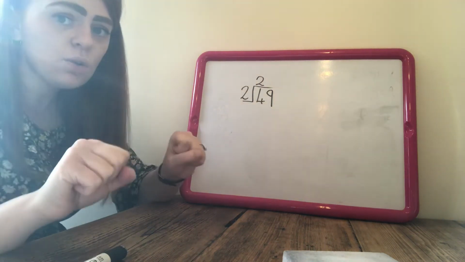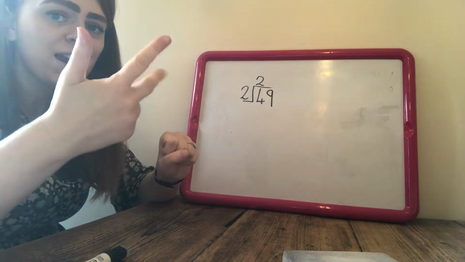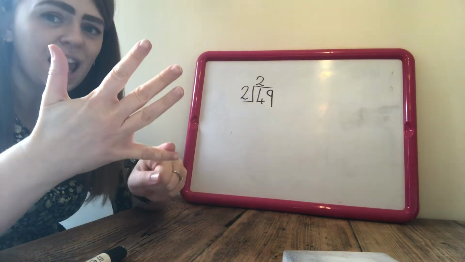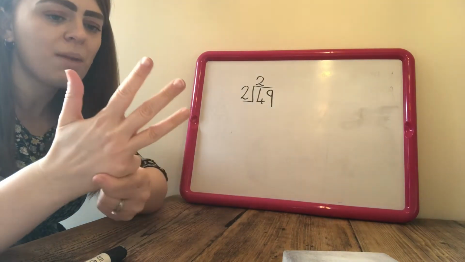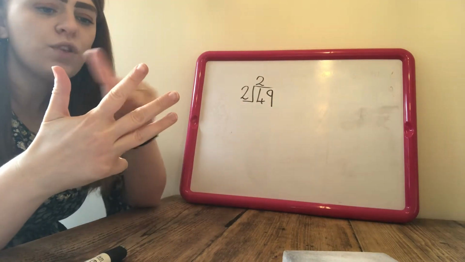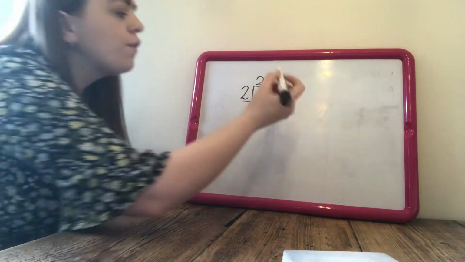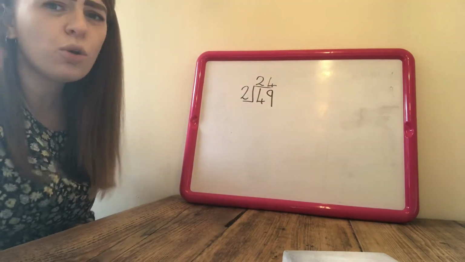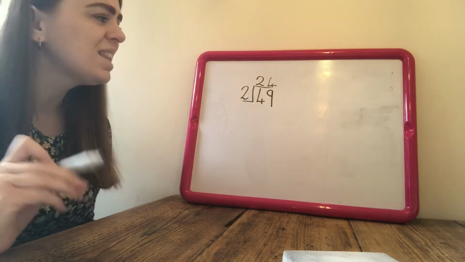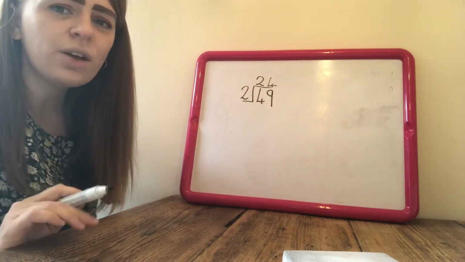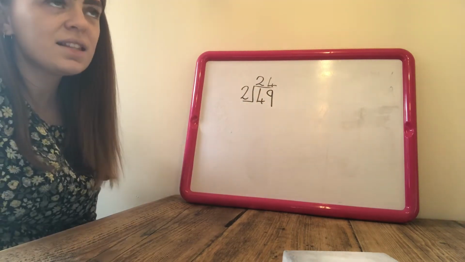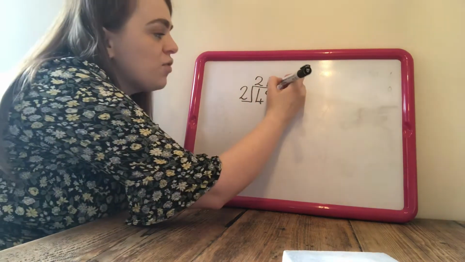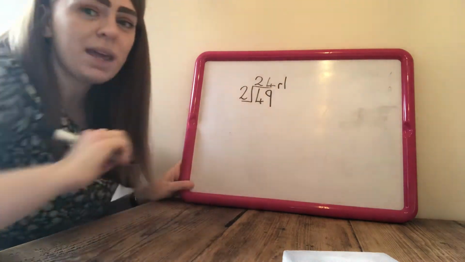So I'll start at 0, 2, 4, 6, 8. If I went any further to 10, I would go over it. So I'm at 8. So I've used 4 fingers. So there are 4 2's in 9. But that only brought me to 8. So I need to think, well, 8 add what equals 9? 8, 9. 8 add 1 equals 9. So my remainder is going to be 1.